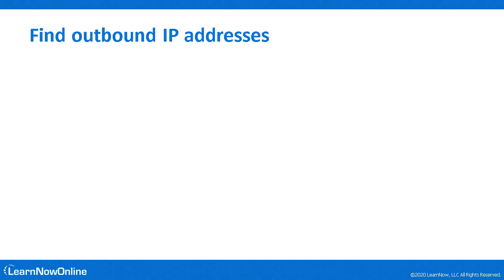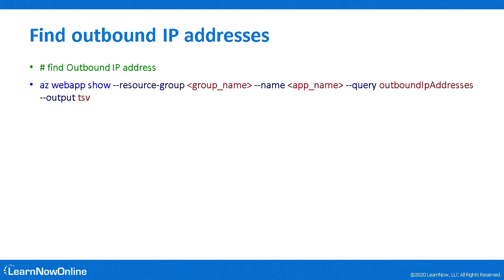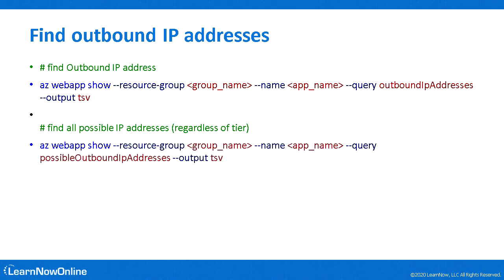If you want to find the outbound IP addresses of your app service, there are multiple ways to do that. You can either use this Azure CLI command, and you can put in your resource group name and application name. Or you can find out all the possible IP addresses, regardless of which tier is associated with it, by this particular command. Now I'm sure you can try this command by yourself in the Azure CLI because now you know how to fire these commands. But right now let me show you these properties and configurations in the Azure Portal directly.